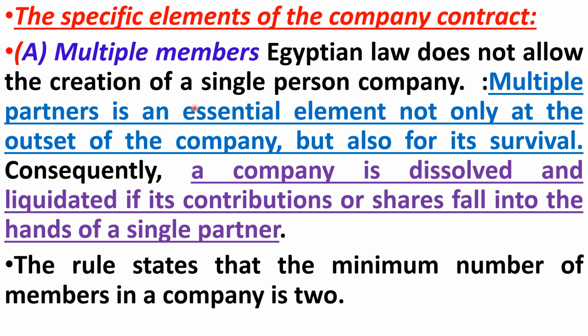The specific elements of the company. Number one, multiple members. This is a specific element, our first element of the company contract. It means a company has more than 2 persons. And a company is dissolved and liquidated if its contribution or share falls into the hands of a single partner. The minimum number of members in a company is 2.